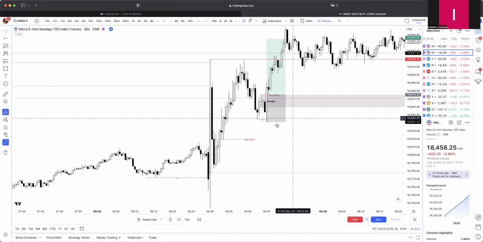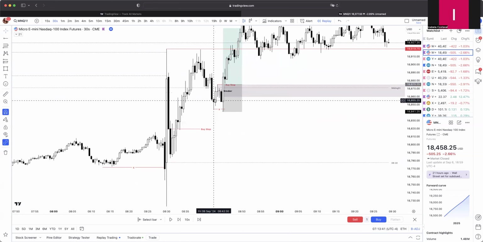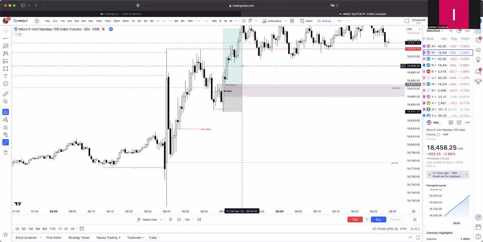So essentially that's the stuff that I look for. Then again, time, right? 8:30 news, liquidity. And then you want to look for changing state of deliveries or market structure shifts. And then I just put my buy stops where I believe the market is going to break from. And what forms a breaker is the market structure shift, not the drawn liquidity, but the market structure shift after the drawn liquidity.